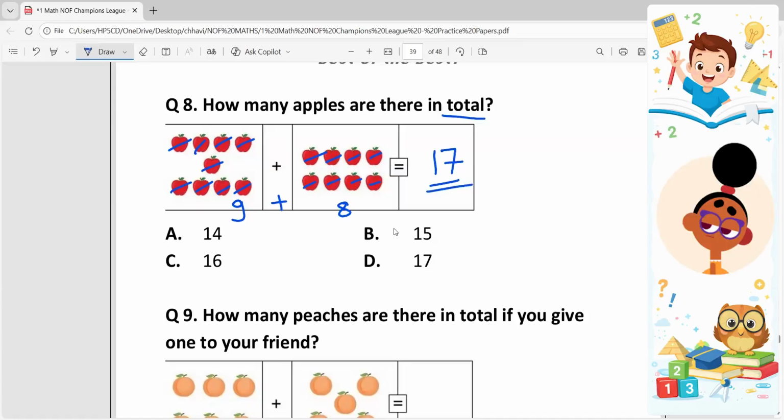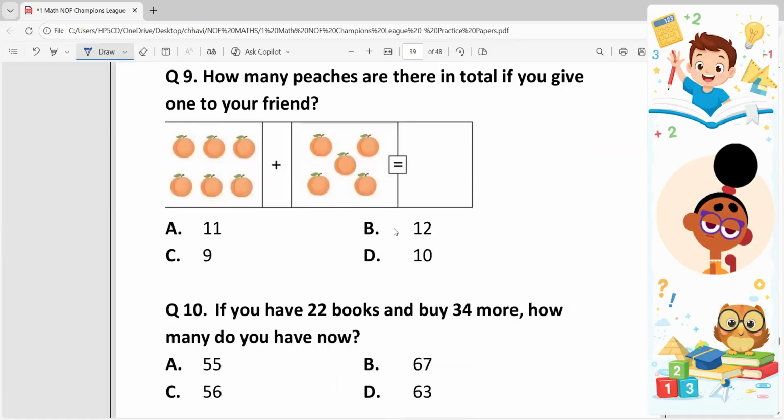So 17 is the correct answer and it is at D option. Ninth one. How many peaches are there in total if you give one to your friend?